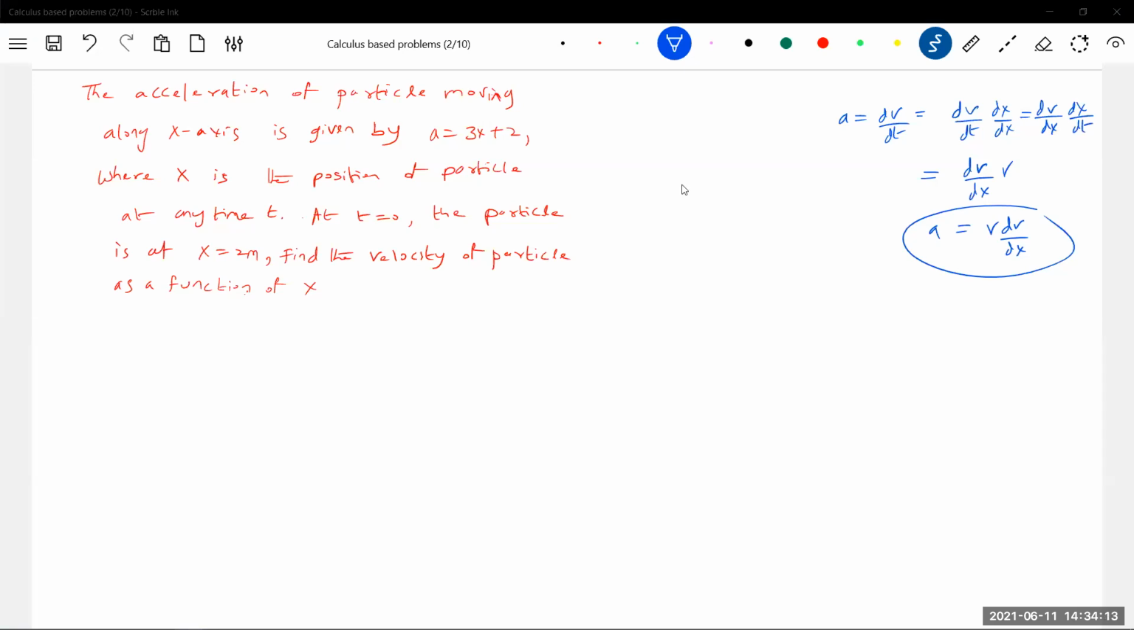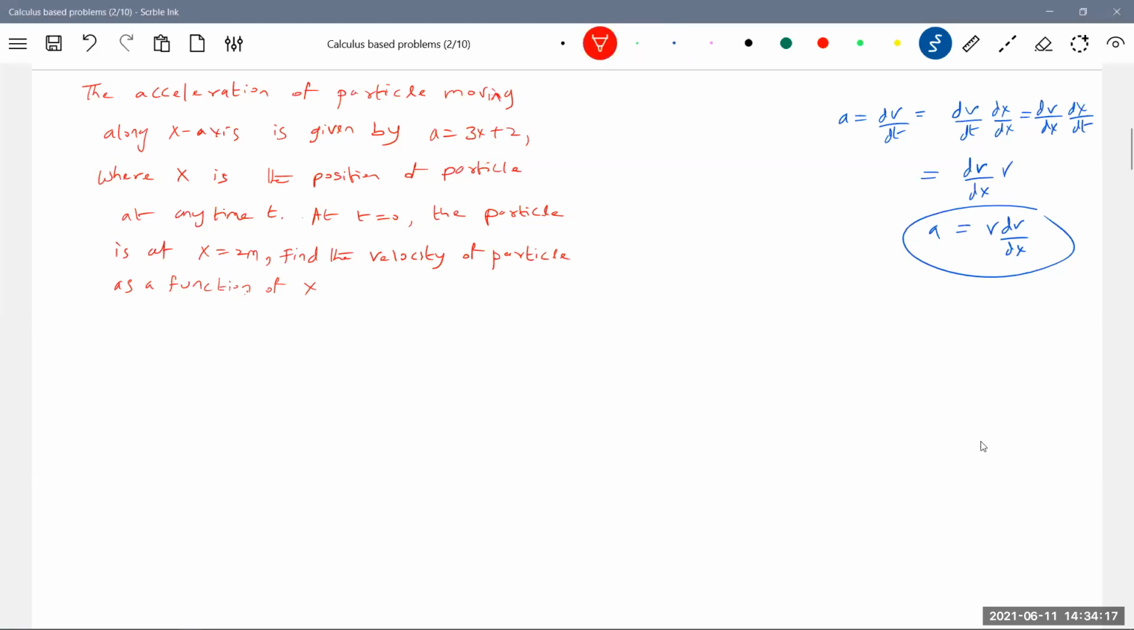Yeah, let me wait for answer. Rohita, I have to wait for answer. Let me solve it. Okay, acceleration equal to v dv by dx is what we'll get.